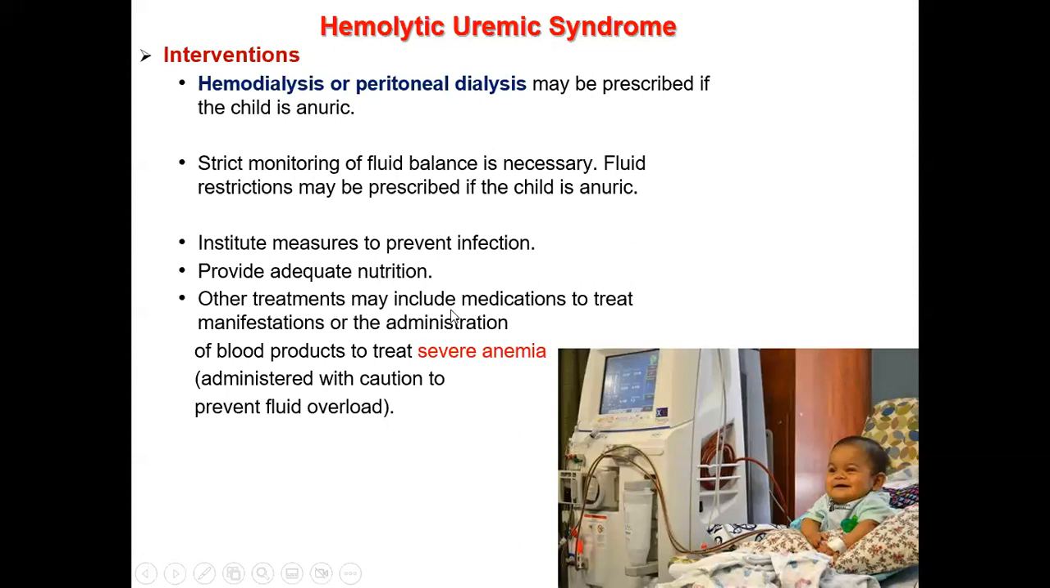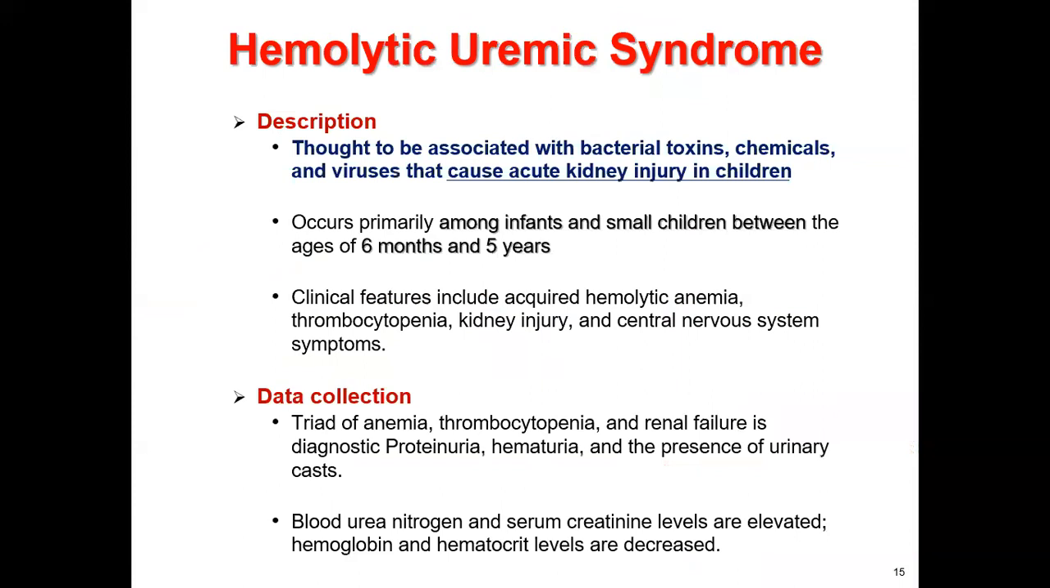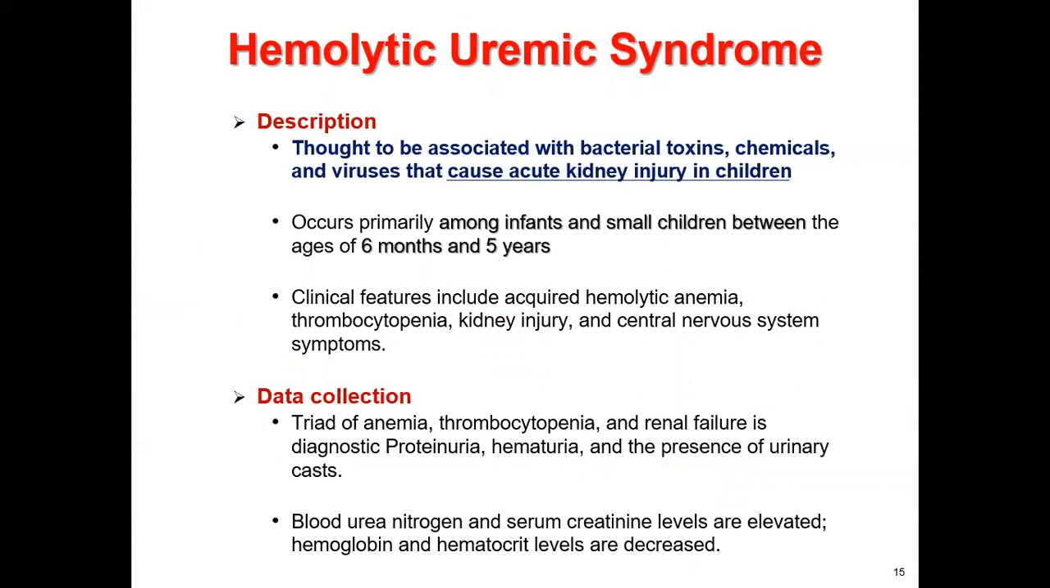Other treatment may include medication to treat manifestations or administration of blood products to treat severe anemia. So supportive treatment is important, and blood transfusion if the patient has anemia, plasmapheresis, or dialysis. So this is the very basic of hemolytic uremic syndrome. Particularly, we talked here about pathophysiology, risk factors, diagnostic tests, treatment, and some education.